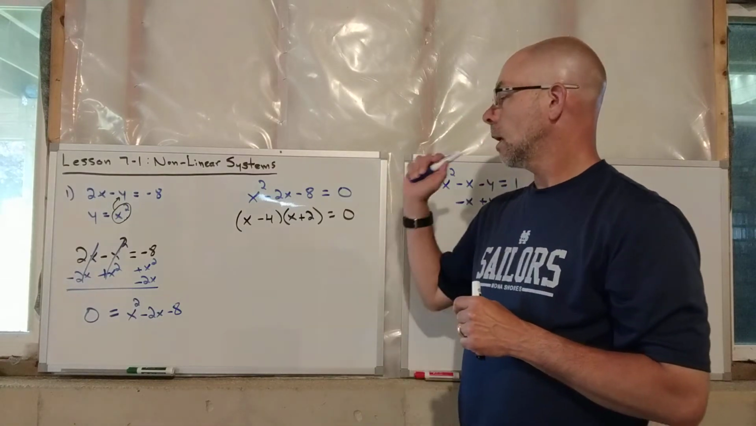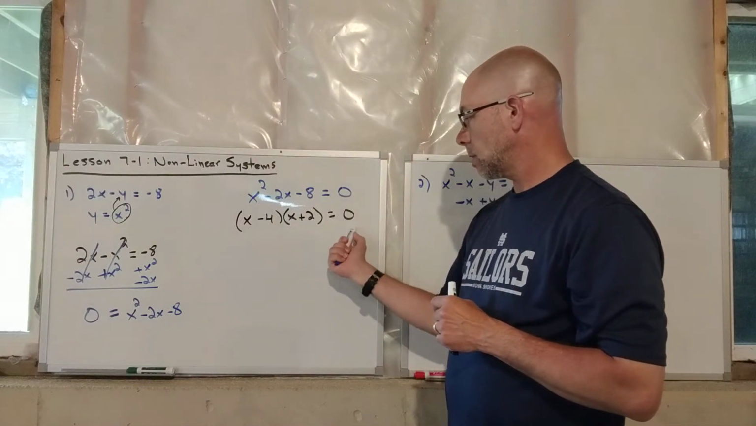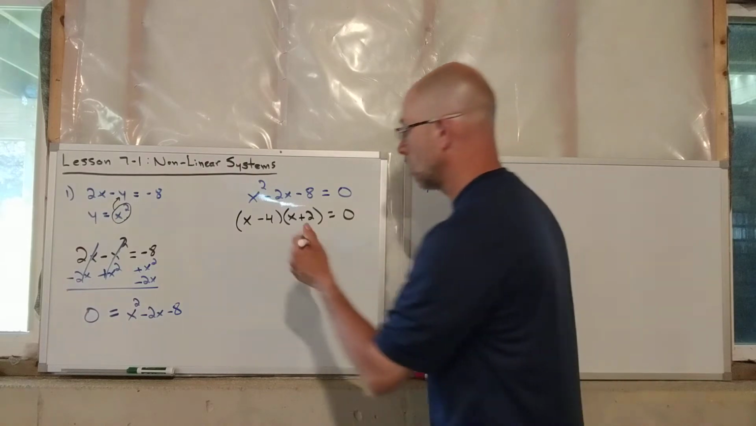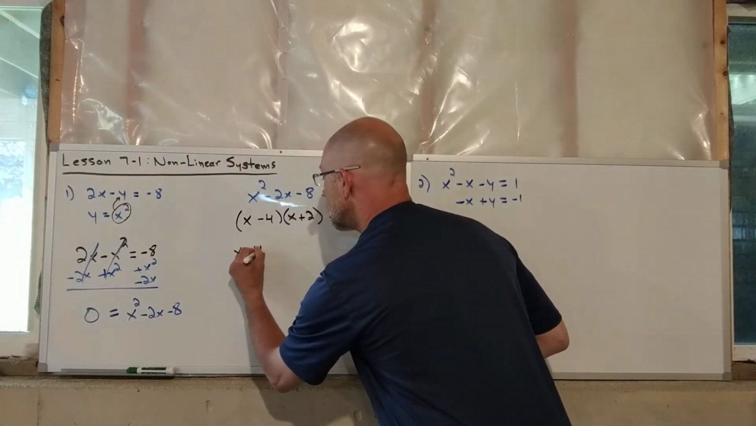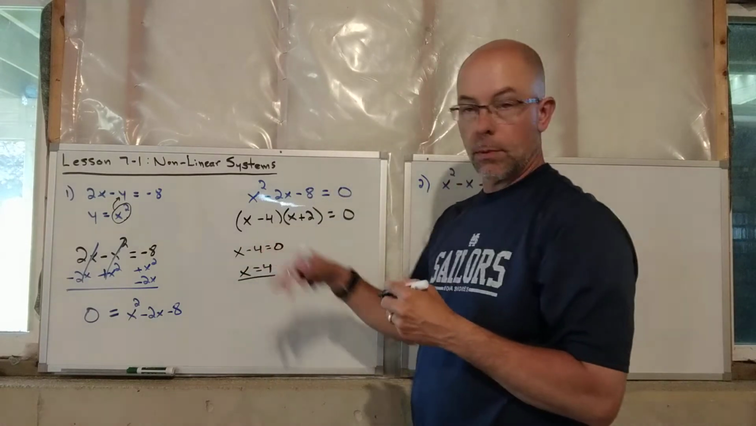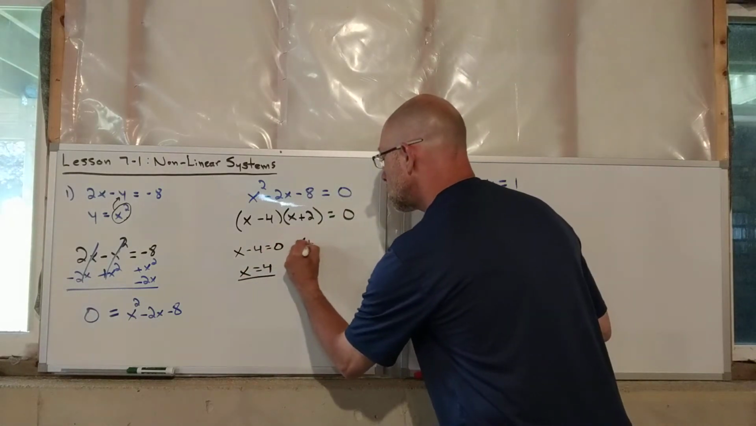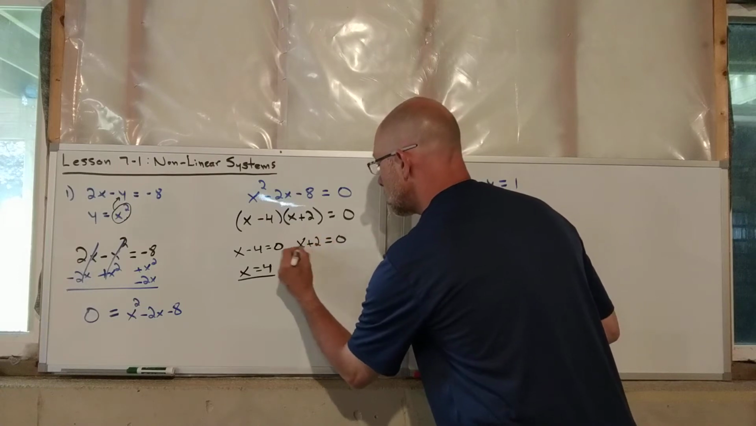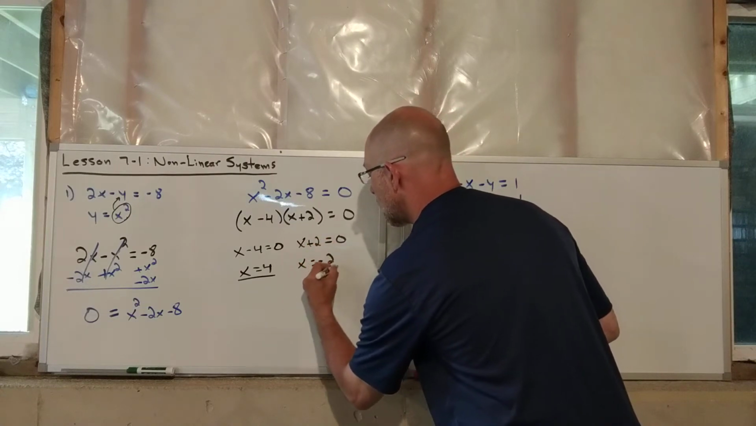Okay? At this point, because it's this times this equaling 0, set both of these equal to 0. So x minus 4 equals 0 solves out as x equals 4, because you would add 4 to both sides. X plus 2 equaling 0, you would subtract 2 from both sides and get x equals negative 2.